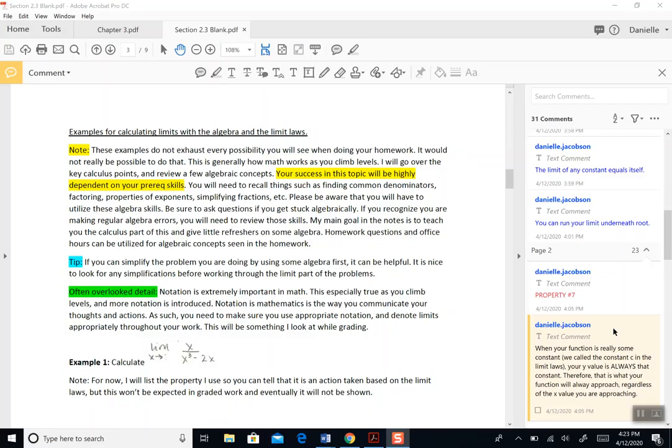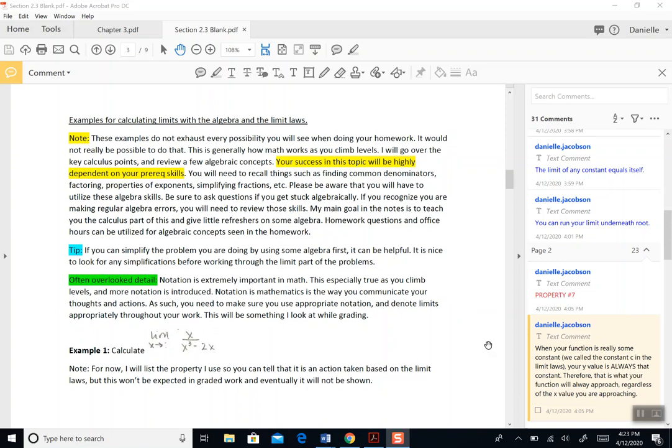Okay, another thing that's going to be important is your notation. So I put this over here, often overlooked detail. A lot of times people will drop notation everywhere, and in some classes, beginning math classes, you can kind of get away with it, but in calculus, we have so much notation. A lot of you are going into classes like Calc 4 and Calc 5 and differential equations, and if we don't get you on the notation right now, it's going to make things way more difficult.